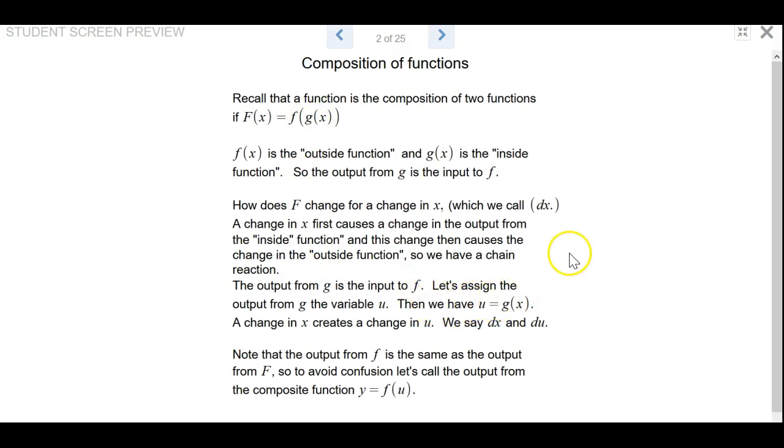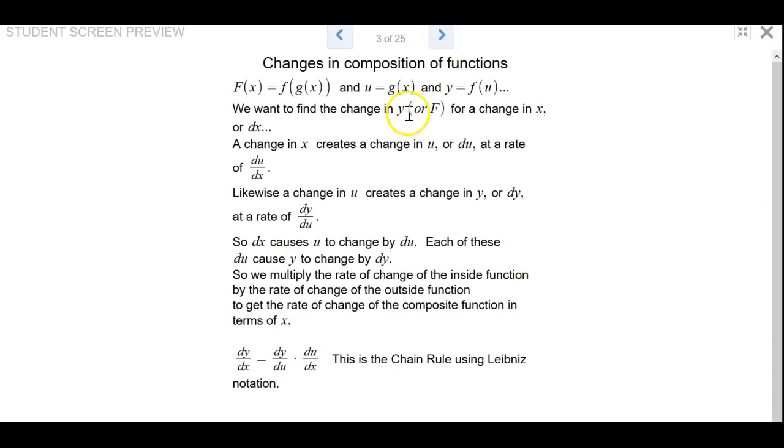So remember, we really have three variables here. g is a function of x, and we're going to call its output variable u. And then that outside function really is a function of u. And then the final output is the output from capital F, and that's just what we're going to normally call y. So we want to express the derivative of capital F in terms of x. So we don't want u to show up at all.